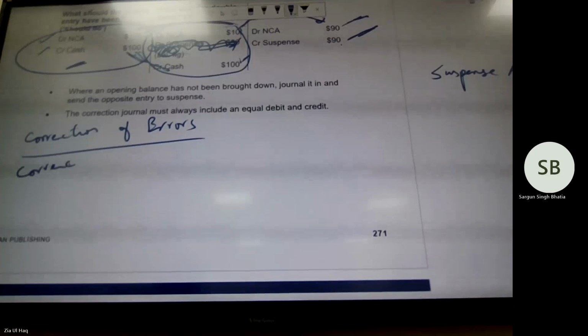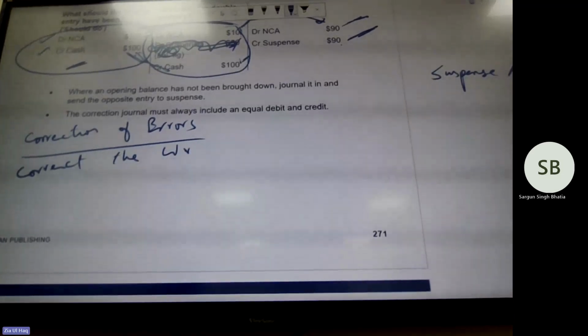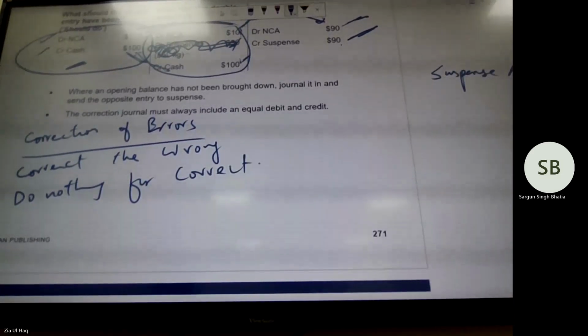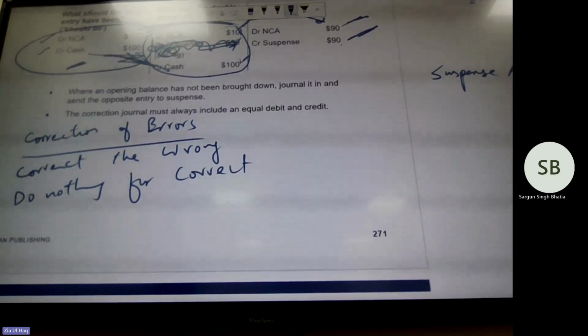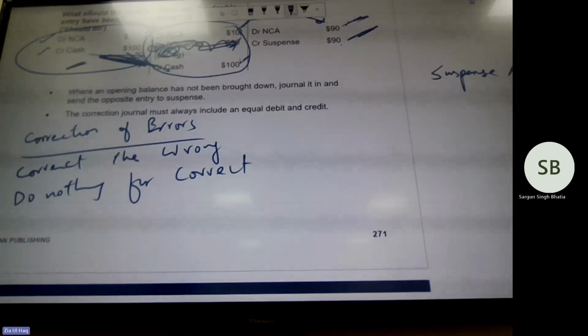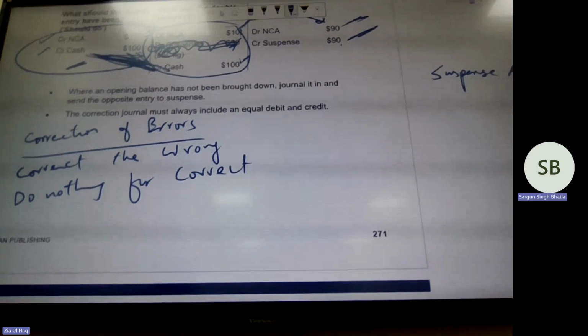Correct the wrong, do nothing for correct. This is correct. Cash 100 credit is correct. This is wrong. Instead of 100, it's 10. So we need to correct it. If anything is already written right, we don't need to do anything for that.